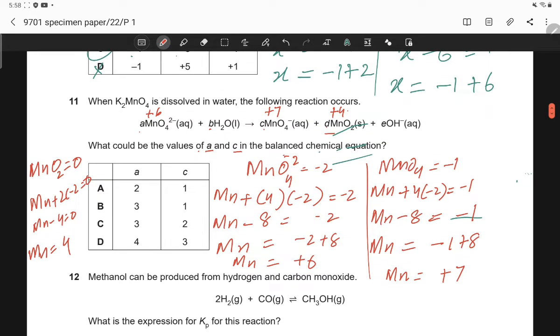So the change from plus 6 to plus 7 is an increase in oxidation state. This is oxidized, and the change is plus 1. So this is oxidized and reduced at the same time, a disproportionation reaction. Over here it is decreased, and the change is minus 2.